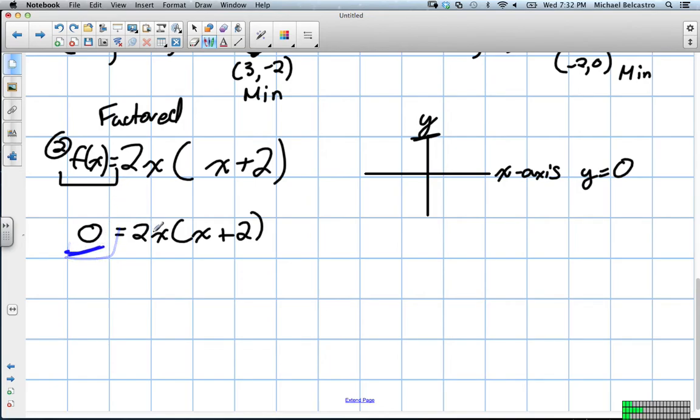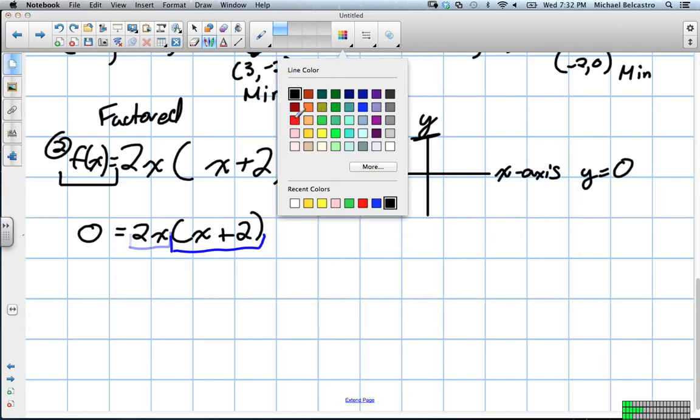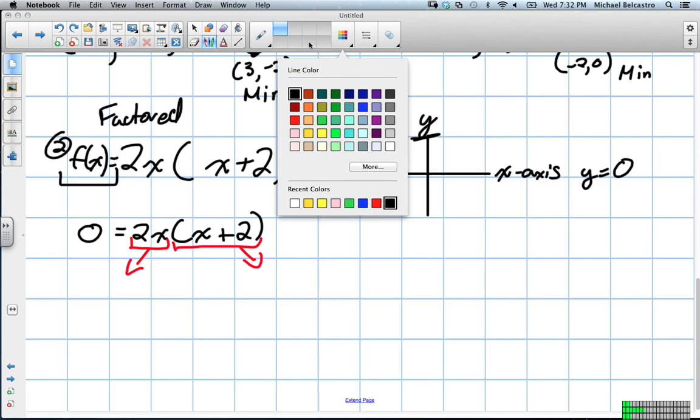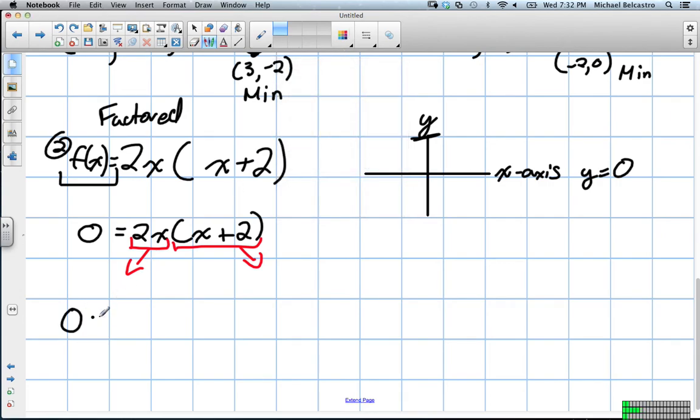So, with that being said, that means one of these terms, either this one or this one, needs to be 0. Okay? So I'm going to go on the assumption that maybe in one case, one is 0, and in the other, the other one's 0. So I'm going to split the equation and set them both equal to 0 separately. When I do that, I'm going to get 0 equals 2x and 0 equals x plus 2. And then I'm going to solve for x. In this one, how do I move the 2 over? How would I get x by itself?